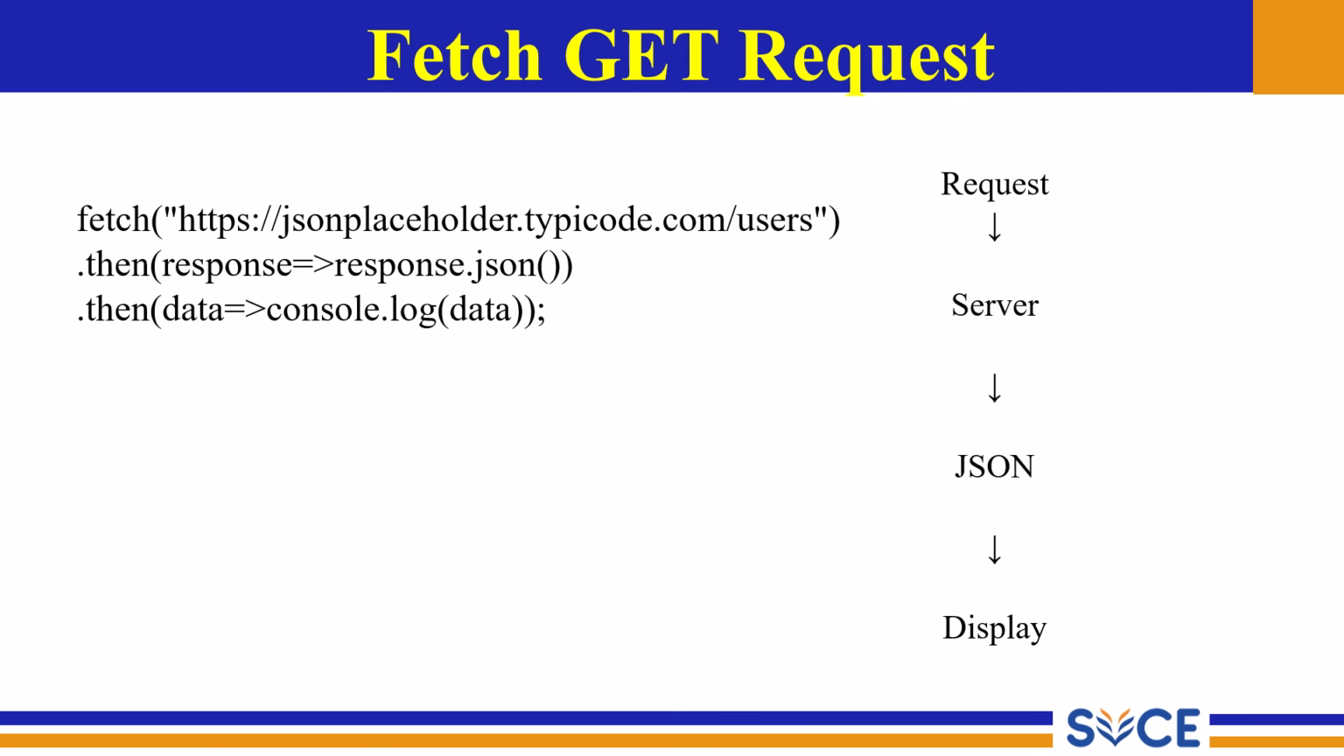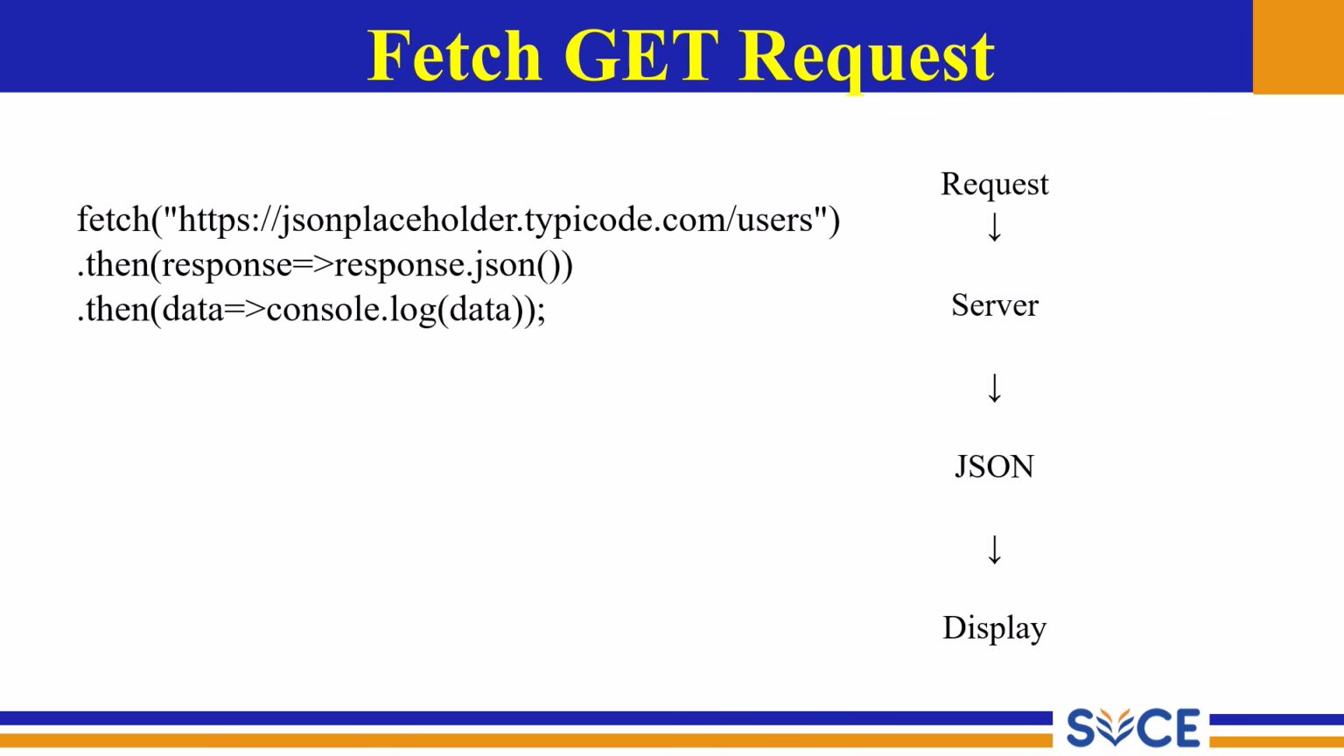The fetch function sends a request to the server. The server sends back a response. However, the response is not directly usable. It must first be converted into JSON format. The response.json function performs this conversion. Now the converted JSON data is available. We simply print it in the browser console. In React, instead of printing it, we usually store it inside a state variable.